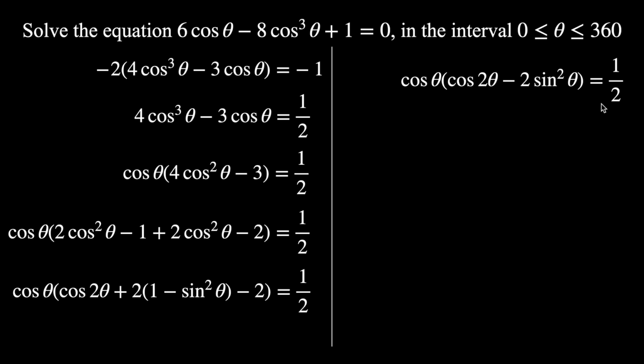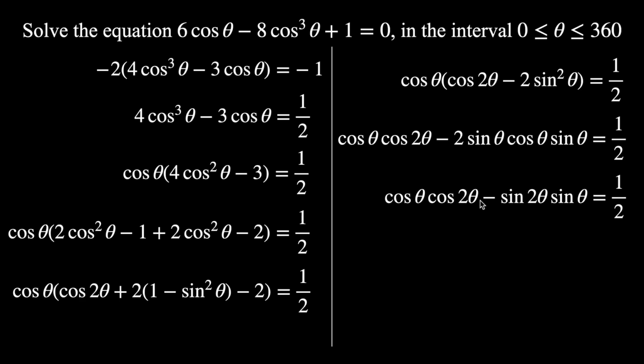Okay, so let's expand these brackets and see where we can go from there. So multiplying by cosine theta, we get cosine 2 theta. And here I'm going to write sine squared as sine theta sine theta. So cosine 2 theta take 2 sine theta cosine theta sine theta, after expanding the brackets. What's this in here? 2 sine theta cosine theta, that's the identity for sine 2 theta. So let's sub in sine 2 theta for this. Cosine theta cosine 2 theta, take sine 2 theta sine theta equal to a half.